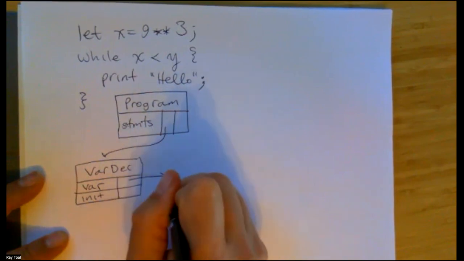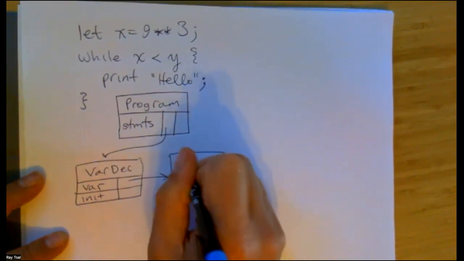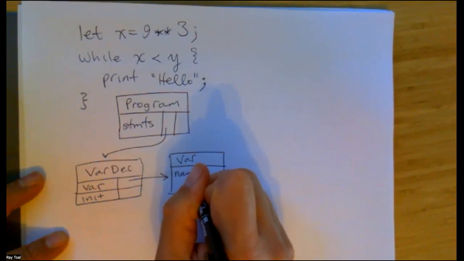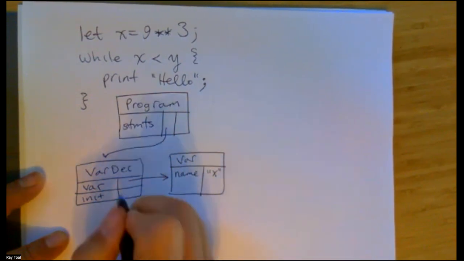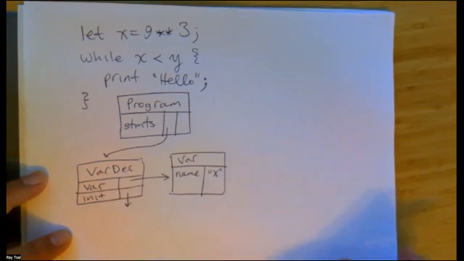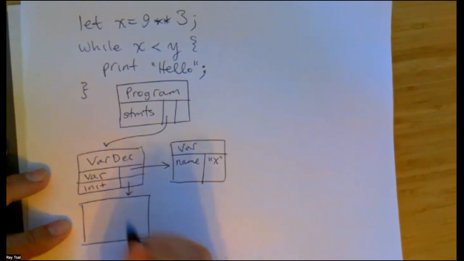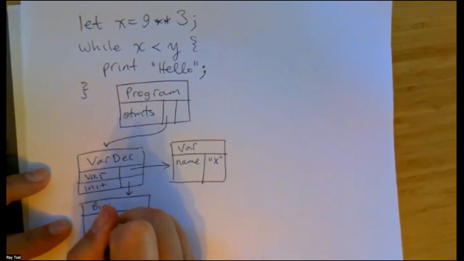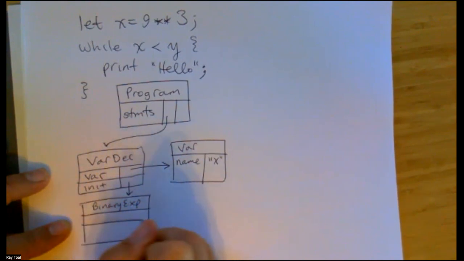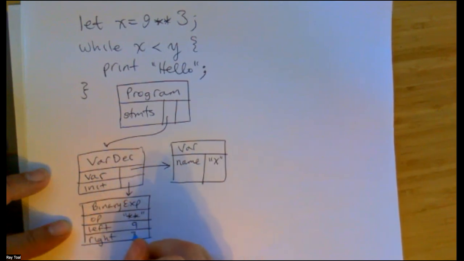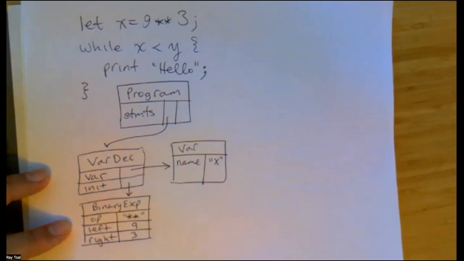The variable that it is declaring is a variable named x, and it's being initialized with the result of evaluating an exponentiation expression, which is a kind of binary expression whose operator is the exponentiation operator, and whose left operand is the number 9, and whose right operand is the number 3. Okay. There is a second statement here.